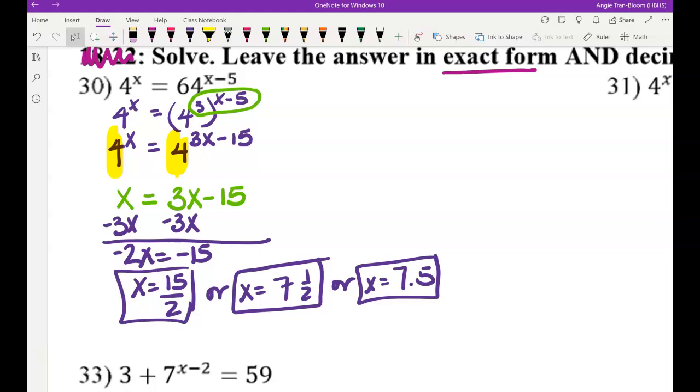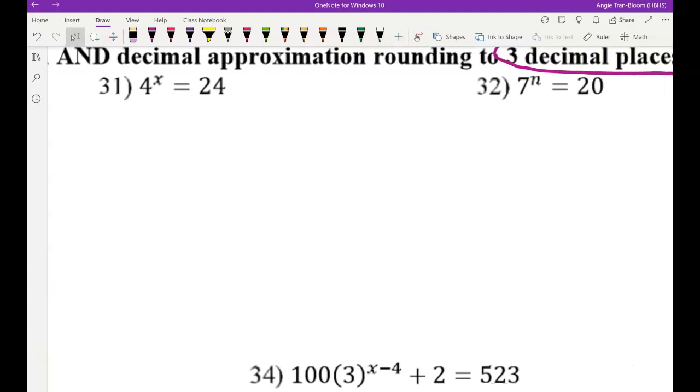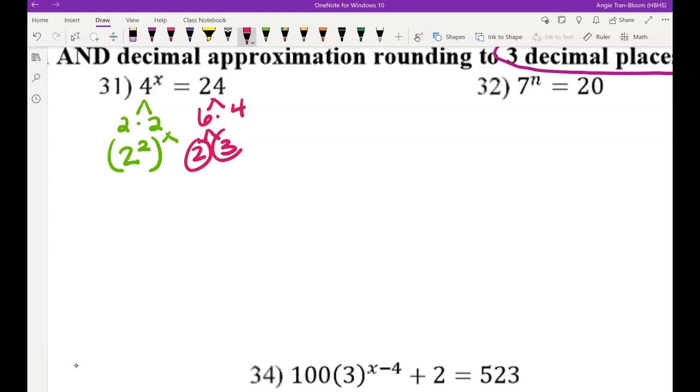Now let's go on to a more difficult case, and sometimes you just can't make them the same bases. Now we will try to anyway. So 4 is going to allow us to say 2 times 2, so that's 2 squared to the power of x. 24, students, is going to allow us to say 6 times 4, which is going to be 2 times 3. So those are prime numbers. And 4 is 2 times 2.